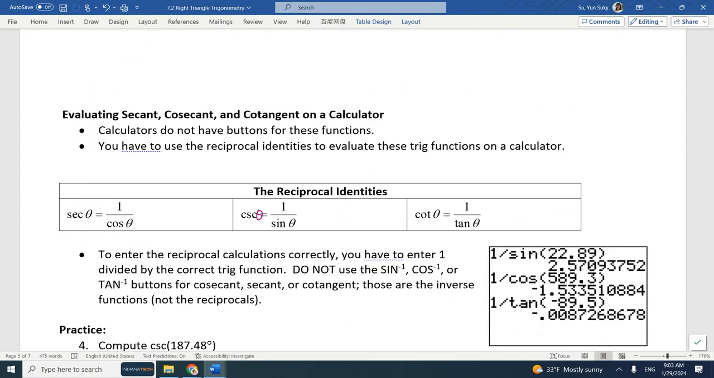And then to enter the reciprocal calculation correctly, you need to enter 1 divided by the correct trig function. Do not use sine inverse, cosine inverse, or tangent inverse buttons for cosecant, secant, and cotangent because those mean inverse trig functions. So from polynomial algebra, you know about inverse function, right?